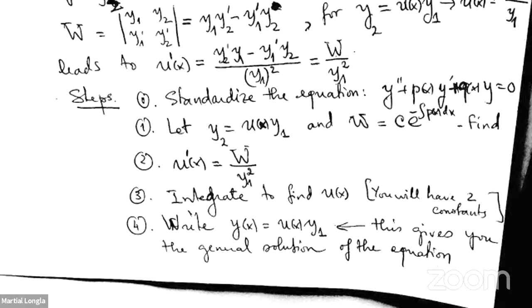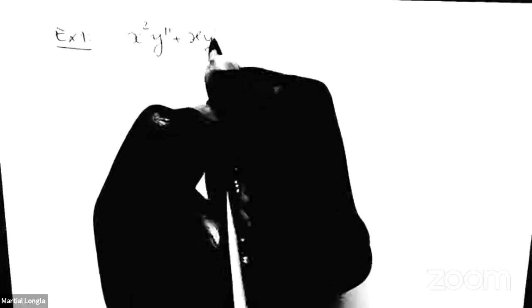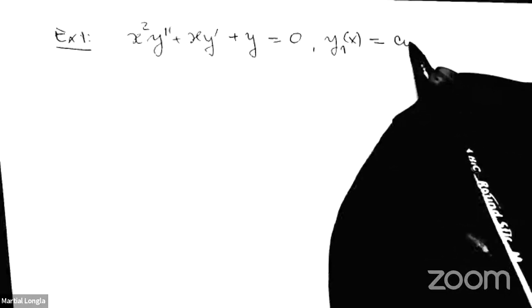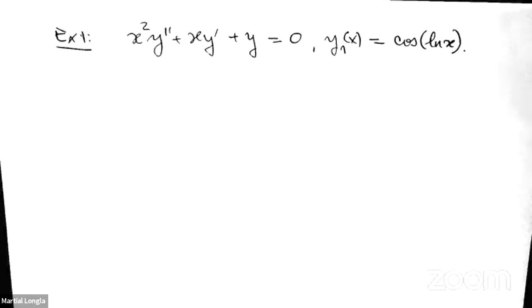So in the first example here, example 1, we have x squared y double prime plus x y prime plus y equals 0, with y1 of x equals cosine of natural log of x. That's the problem.